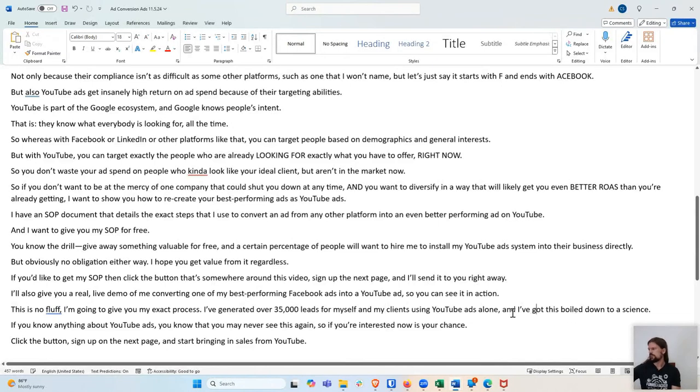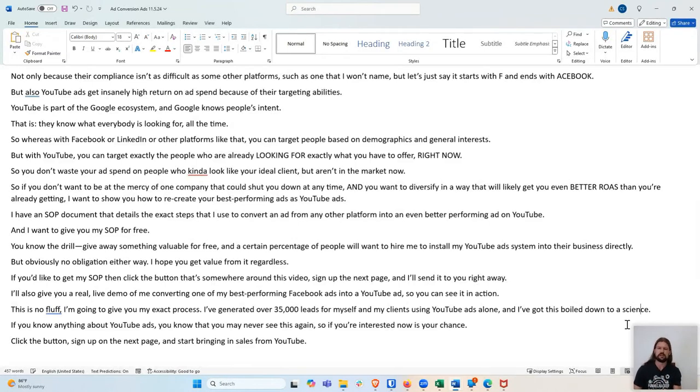And then, I've got this boiled down to a science, which makes it sound predictable. Like it's a formula. You just put in a number here and you can predict what the result is. Now, this is a bit of an exaggeration. Nothing in marketing is 100% science, but with experience, you get pretty close.